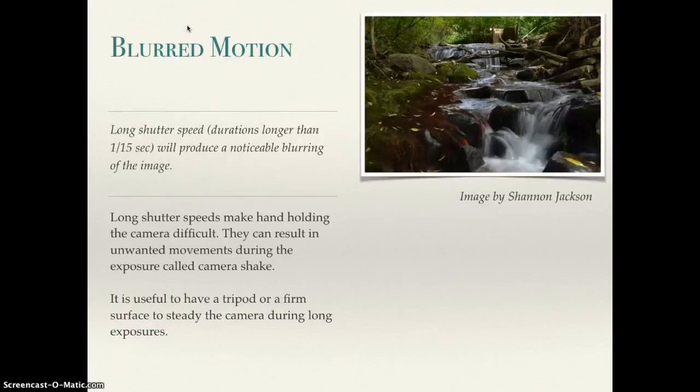The shutter has two effects on your image. The first is blurred motion. Long shutter speeds, durations longer than 1/15th of a second, will produce a noticeable blurring of your image. Any motion in your image will be blurred instead of stopped.